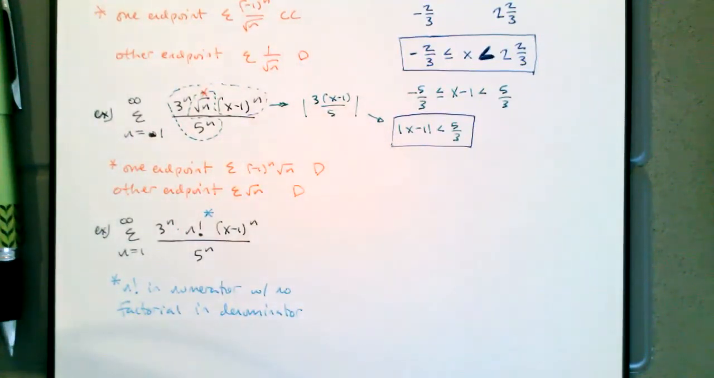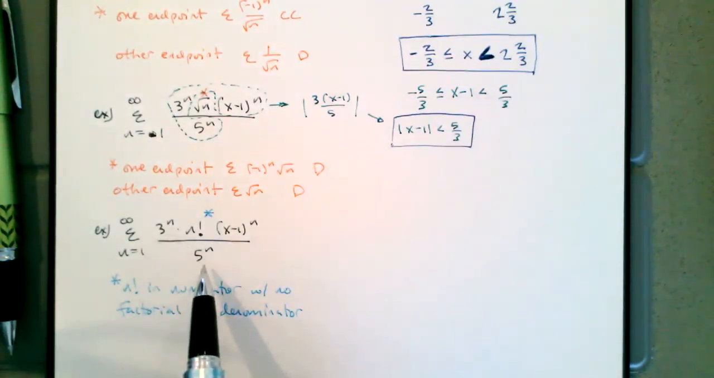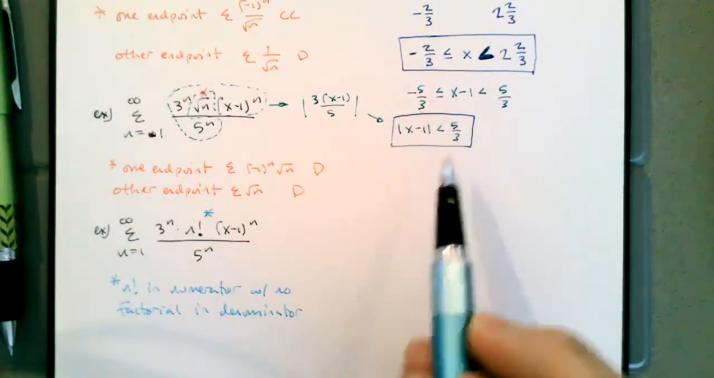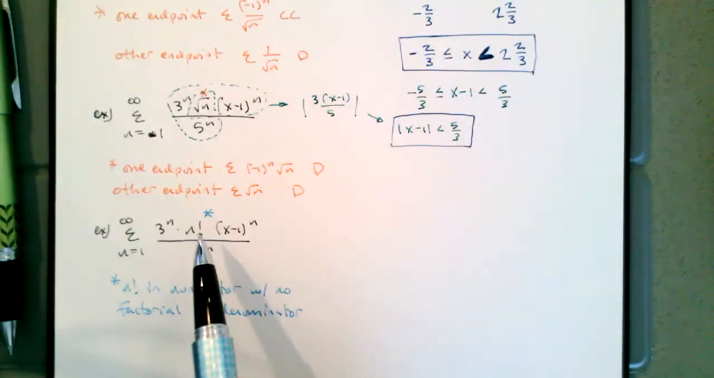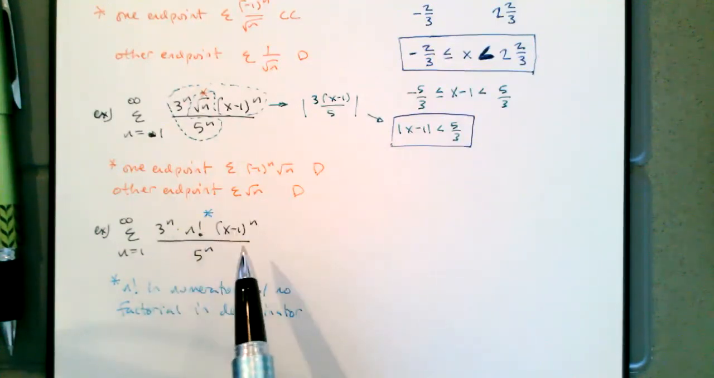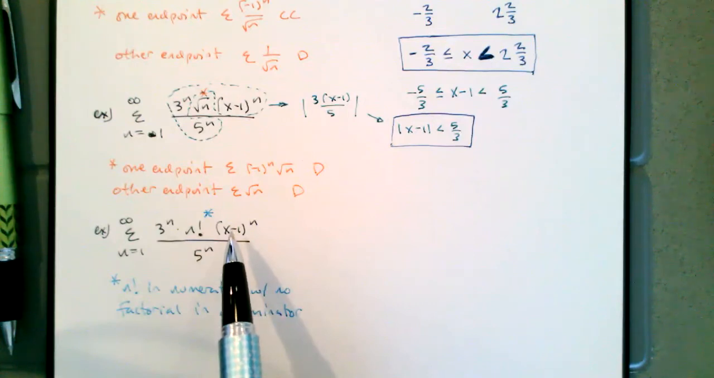There's an n factorial in the numerator with nothing in the denominator for balance. So what's going to happen is that now we ignore the 3/5 that would make our radius 5/3. We're going to ignore this 5/3 radius business. This n factorial in the numerator with nothing in the denominator means that the only way to get convergence here is to zero out all the terms.